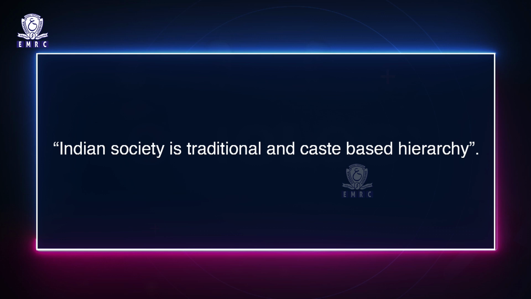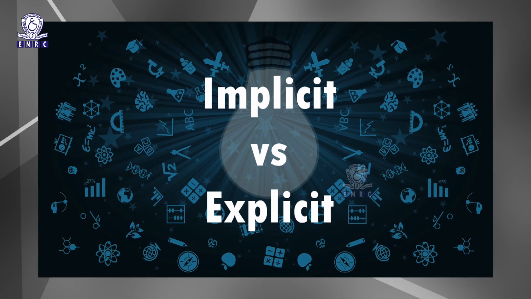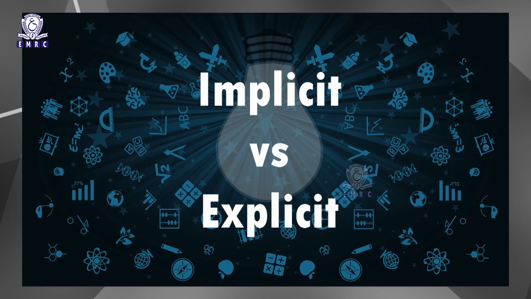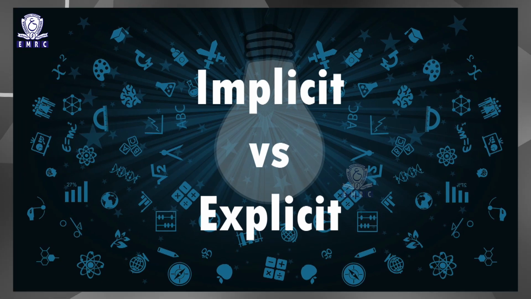Indian society is traditional and caste-based hierarchy. It is an example. These statements are simple ones, but if we study them in depth, we may find that behind them there is a complex series of observations, a set of assumptions and a system of propositions. There are implicit or explicit facts or theory which give simple statements their full meaning.